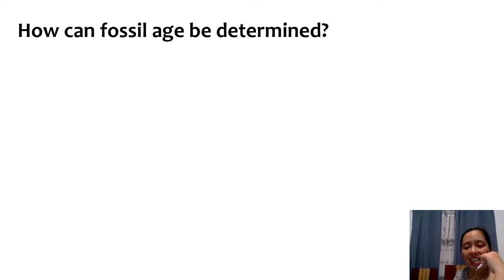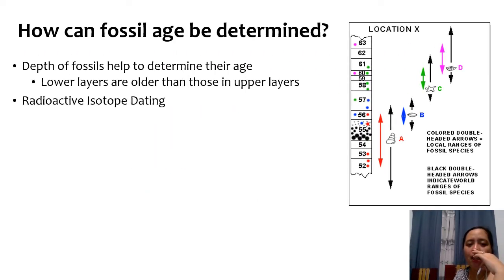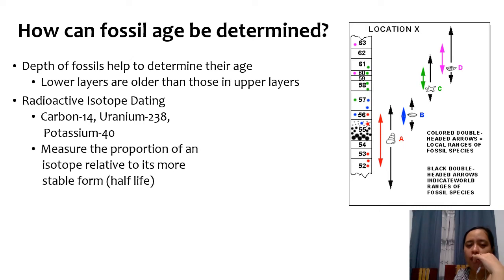Sorry. Next on the topic is how can a fossil be aged? Alam niyo ang reason dito. This is carbon dating. Gulat pa. Okay. So, carbon dating is the main reason for it. So, ayan siya. Carbon dating using carbon 14, uranium 238, potassium 40.